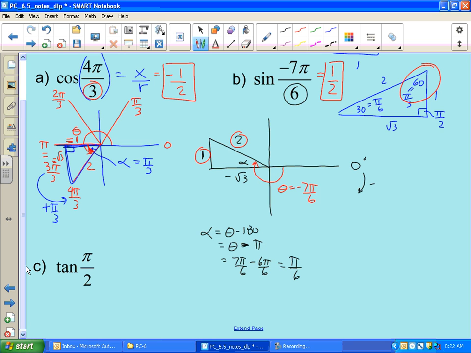So the cosine of a 60 and the sine of a 30 are co-function relationships. They're going to produce the same values, reference angle wise.